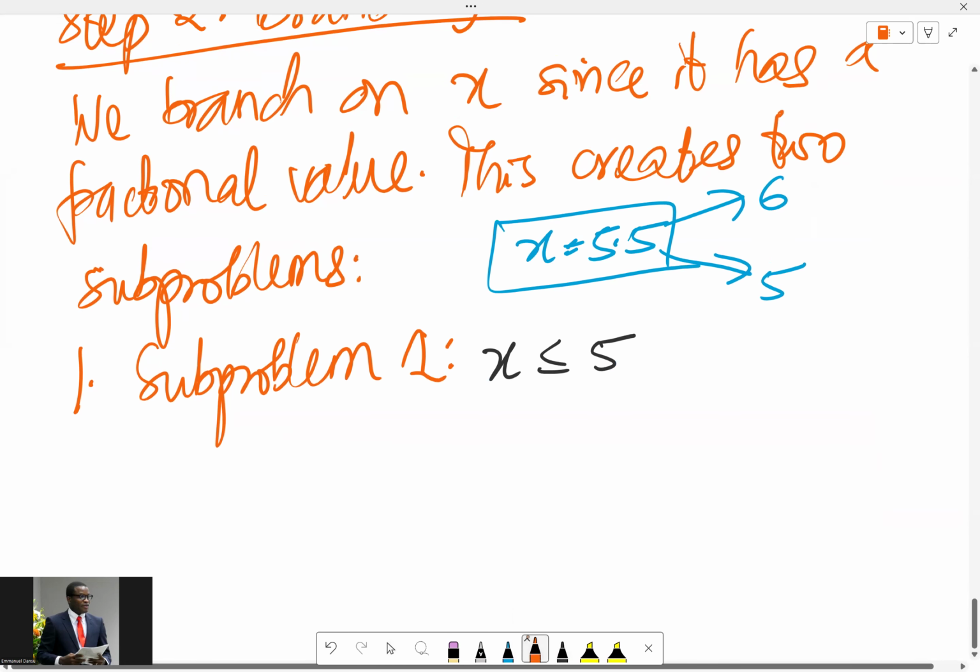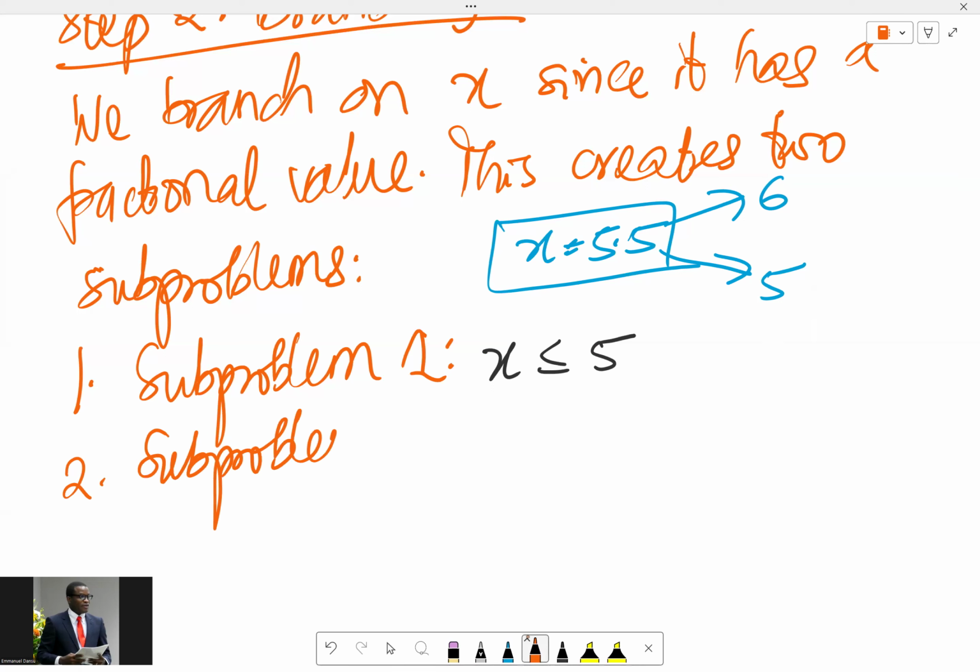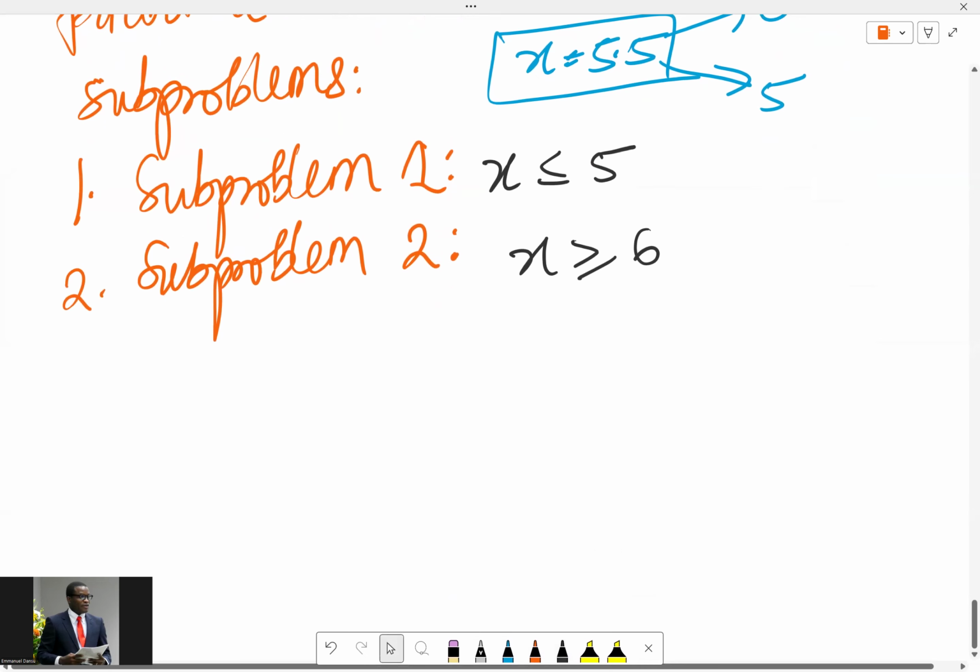And the second subproblem, subproblem 2, would be x greater than or equal to the rounded up part. So you have 5.5. You go down and you have x less than or equal to 5. You go up and you have x greater than or equal to 6. So those are the two subproblems now. So you now solve these ones in turn. That's where the whole branching thing takes place.